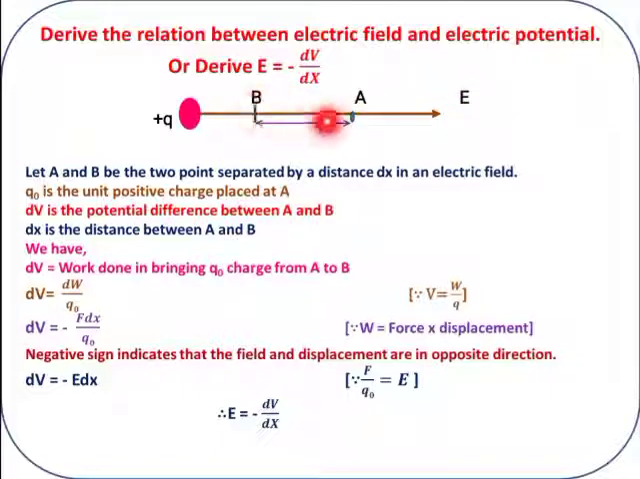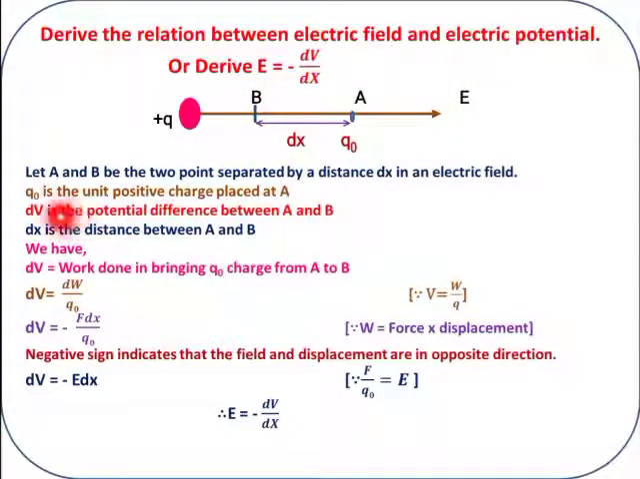A and B are 2 points. Here I mentioned, let A and B be 2 points separated by distance dx in an electric field, and these are all imaginary, we are assuming. So a positive charge may be present, and A and B are 2 points located on the electric field line. We are assuming all these points.